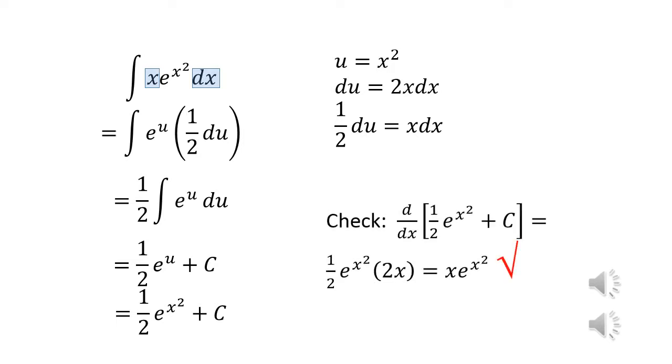And so we check by taking a derivative of our result and see that yes, indeed, the derivative of 1/2 e to the x squared is 1/2 e to the x squared times the derivative of the inside, which gives us x e to the x squared, and it checks.